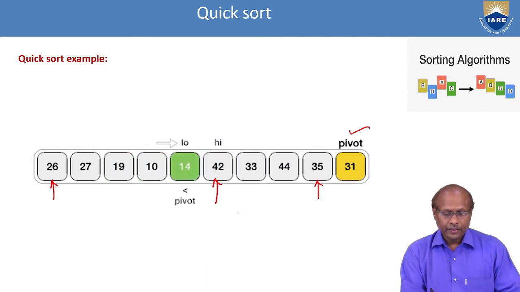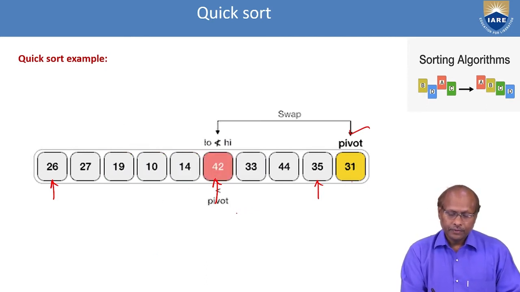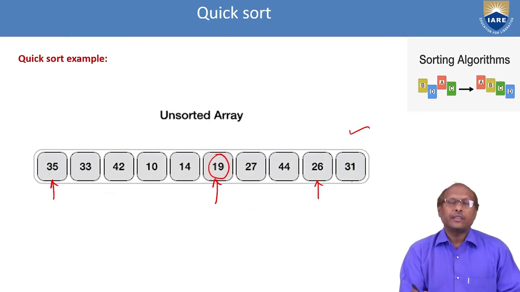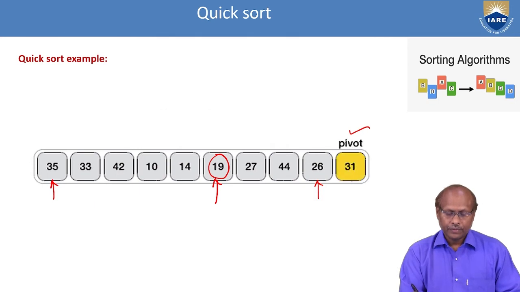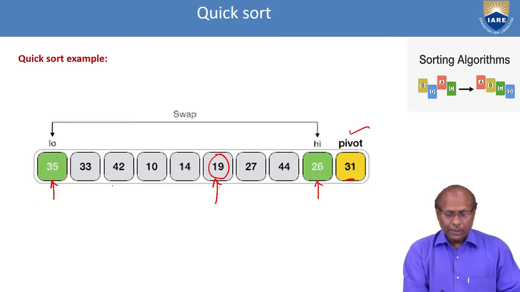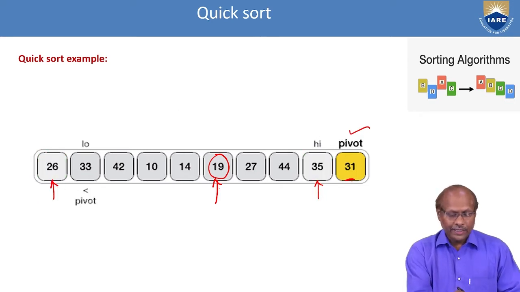You can see how it is moving. So finally, this 31 is coming in the middle. Please observe here, now 31 will come to this place. And all the elements should be less than 31. So that's why 26 has come here.